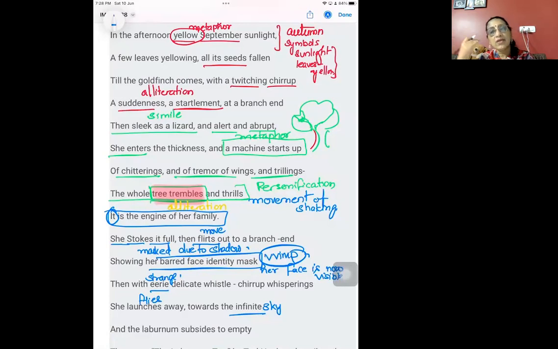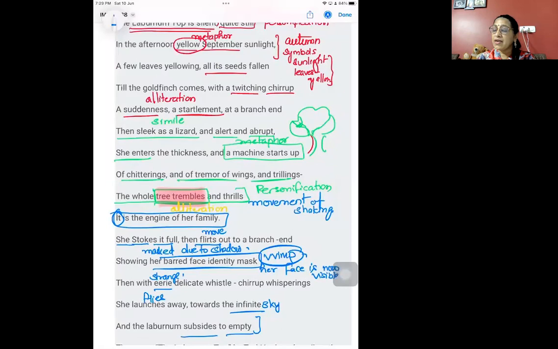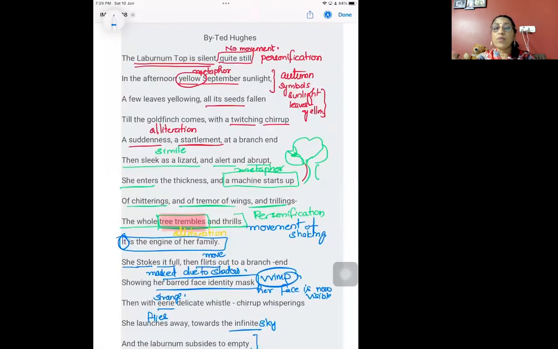She flies away towards the sky, and the laburnum subsides to empty, and once again the laburnum becomes empty. Starting में हमने पढ़ा था ना यहाँ पर कि the laburnum top is silent, quite still. Starting में भी वो बिल्कुल खाली था, and once again it subsides to empty. Once again it becomes empty.